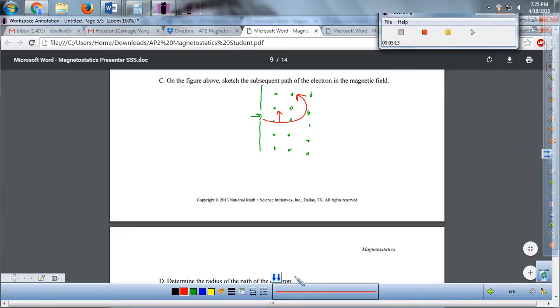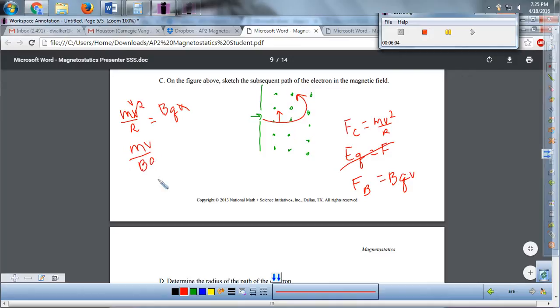Now they want to find the radius of the path of the electron. Well, if it moves in a circle, we know it experiences centripetal force. But I also know that the magnetic force, which is what I want to use because it's in the magnetic field, is equal to BQV. The magnetic force is going to supply the centripetal force, so I'm going to set them equal to each other. MV squared over R is equal to BQV. And we used this equation in class. And when we did, we wound up with MV over BQ is equal to R.